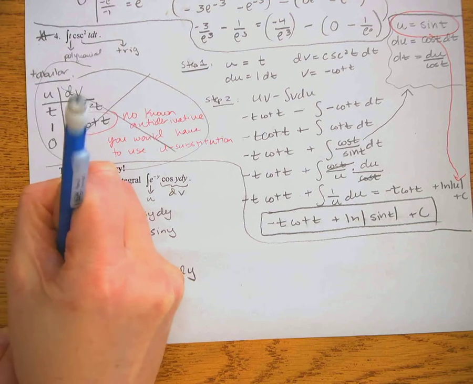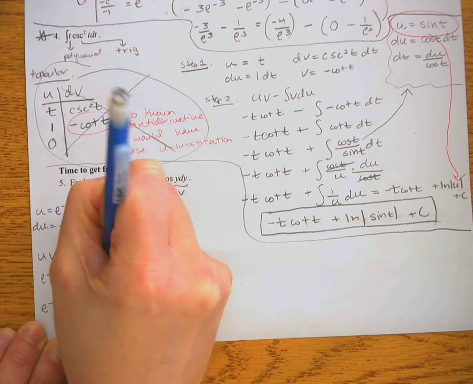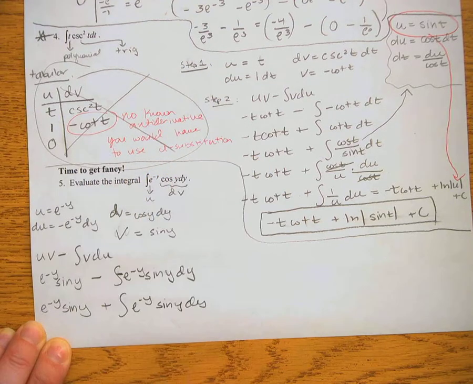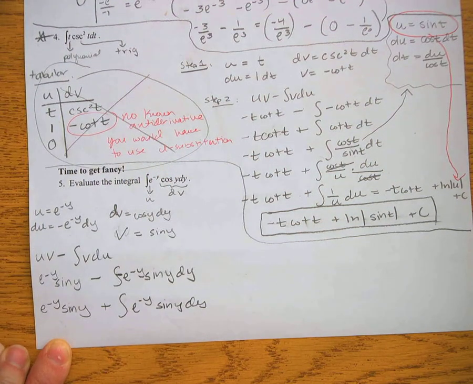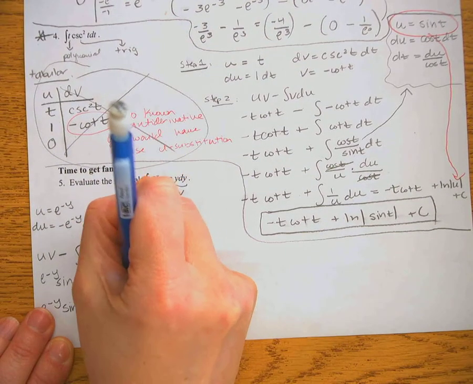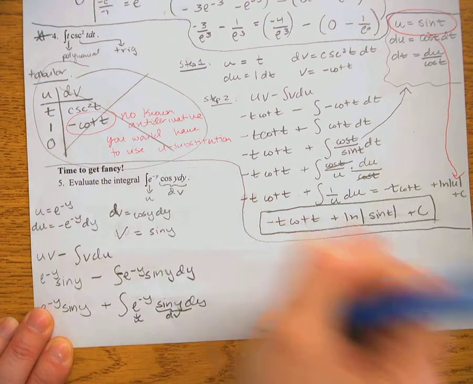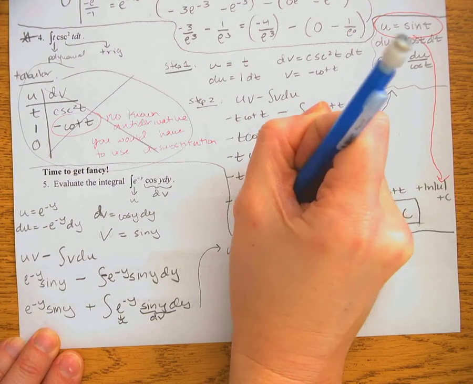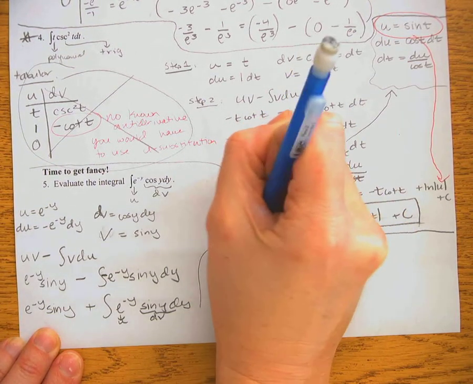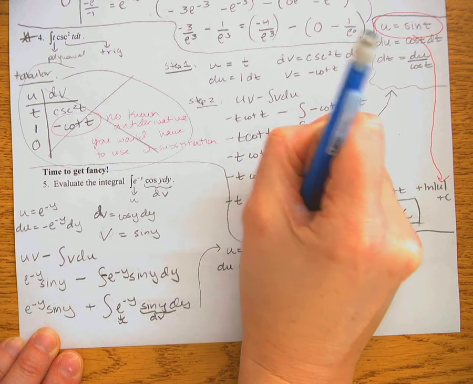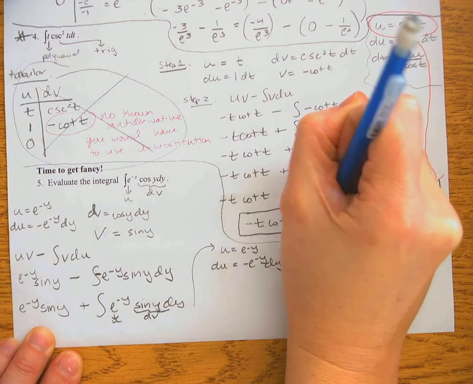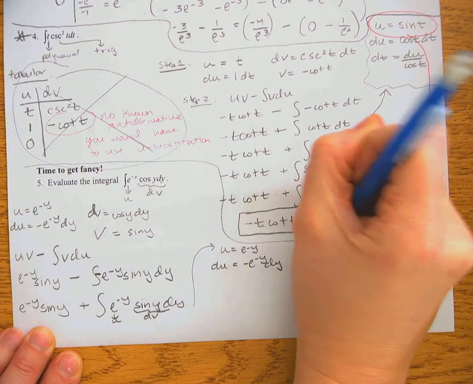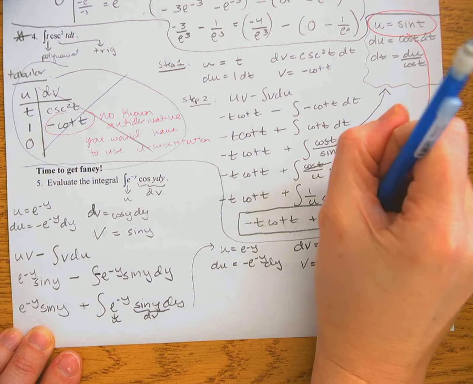So I have e to the negative y sine y plus the integral of e to the negative y sine y dy. So I need to do integration by parts all over again. So again, I have my u and then my dv. So u is going to equal e to the negative y. So du again is negative e to the negative y dy. dv is going to be sine y dy. So v, which is the antiderivative of sine, is negative cosine y.